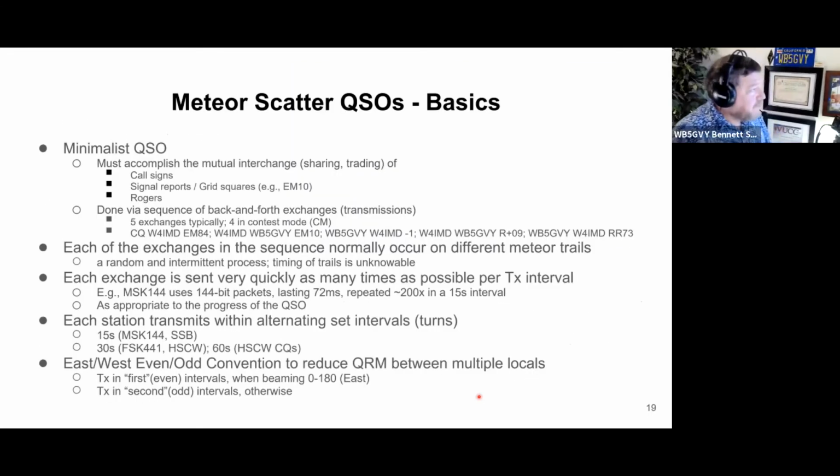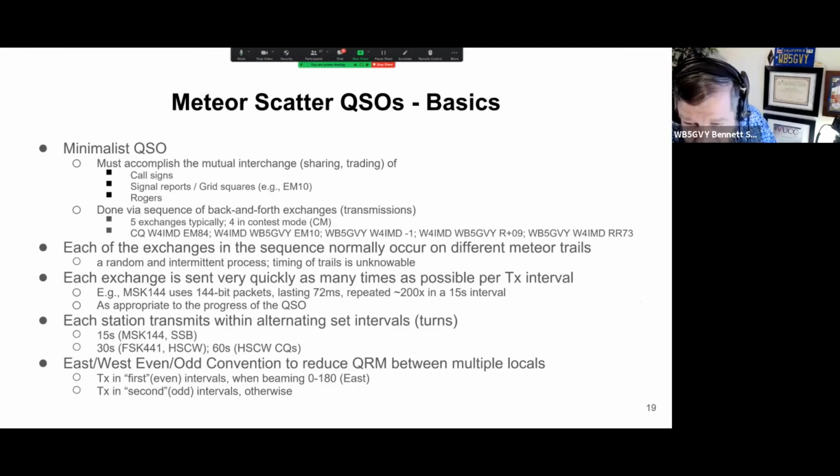All right, so let's talk about the basics of a meteor scatter QSO. The QSOs in radio sports tend to be quite minimalist. They're the FT8 mode of minimalism. And you must accomplish the exchange of call signs, signal reports, or grid squares, depending on whether you're in contest mode or not. And Rogers need to be exchanged. This is done via, if you're familiar with FT8, this is old stuff, in that there's a sequence of exchanges back and forth that has to be carried on.